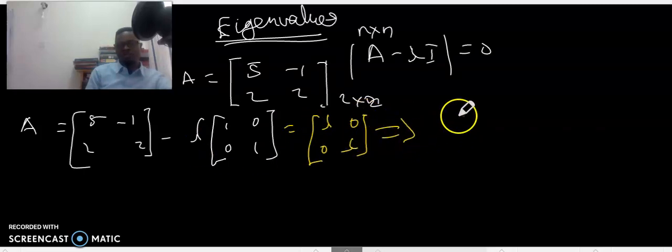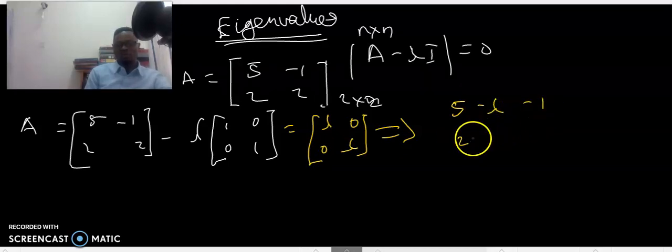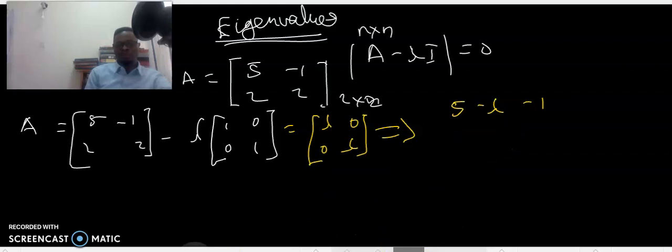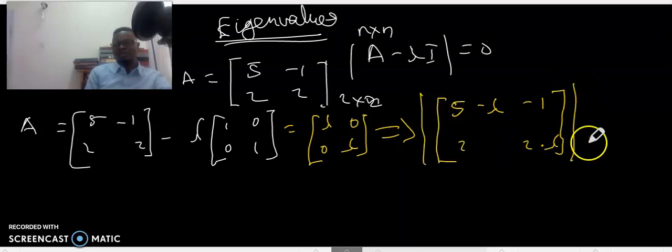Therefore, our new matrix A will be 5 minus lambda, -1, then 2, and 2 minus lambda. Sorry about that. So this is our new matrix A, and we now have to find the determinant of this matrix and equate it to 0. This will help us find the eigenvalues.